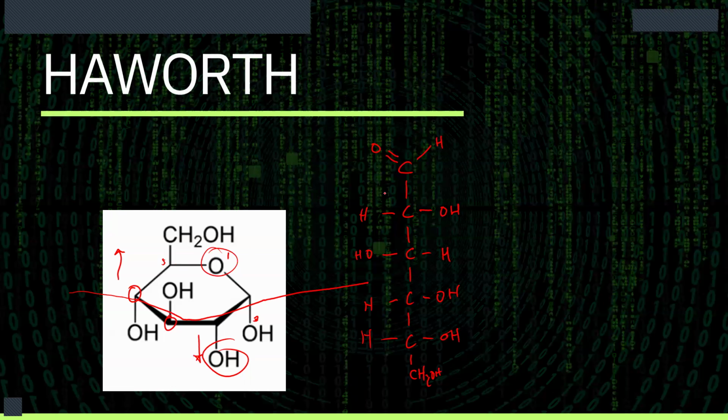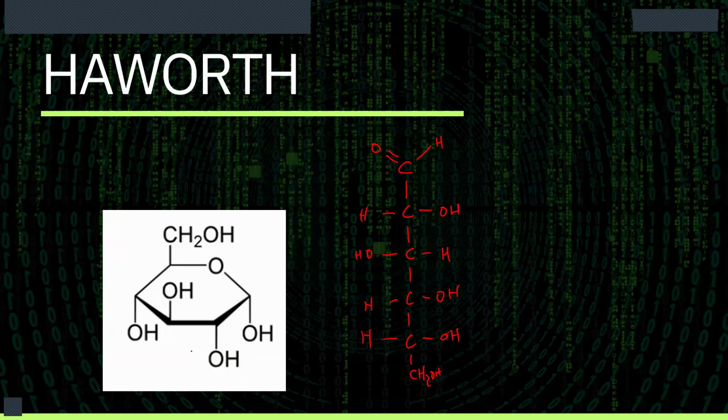So this right here is linear glucose. This is also known as the Haworth projection. Or sorry, the linear form is known as the Fischer projection. One of the keys is if it's on the right-hand side of the linear molecule, it's going to be down in the ring. If it's down in the ring, then it's going to be on the right-hand side.